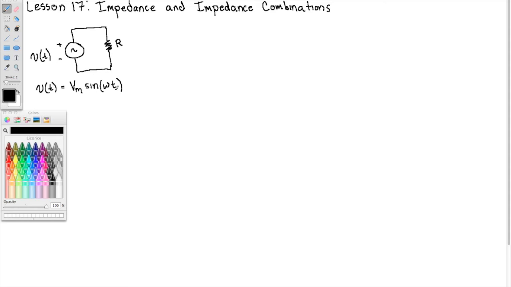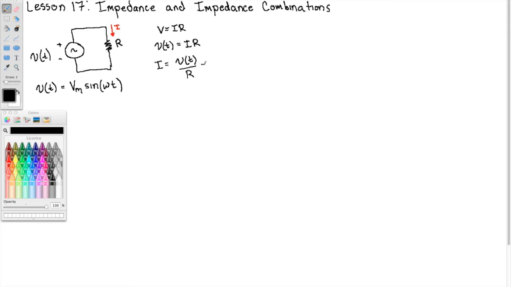Right? So here's our sine wave, and we're interested in the current. What does the current look like? Well, mathematically, okay, Ohm's law still has to hold. So we know that V equals I times R. So here we've got v of t equals I times R. And so I is v of t divided by R, right?